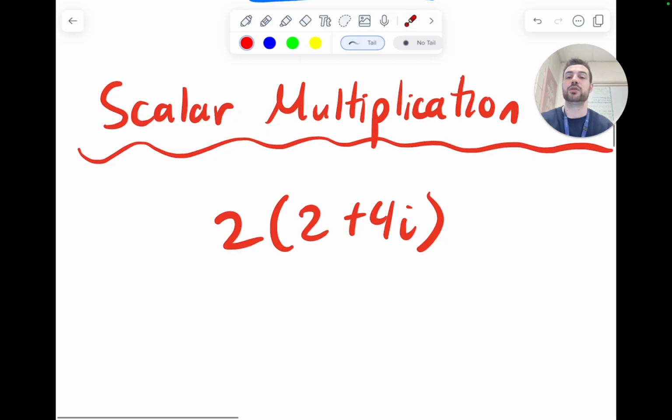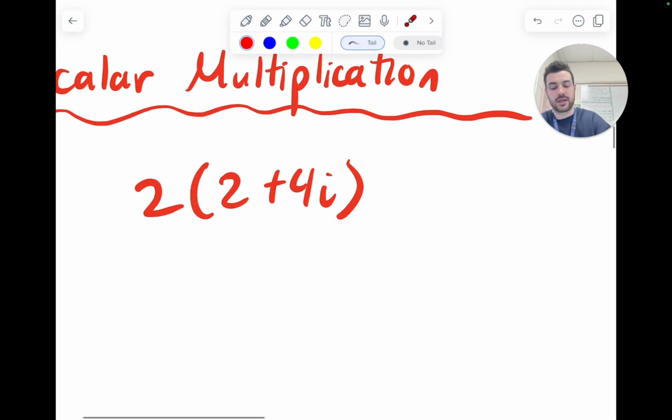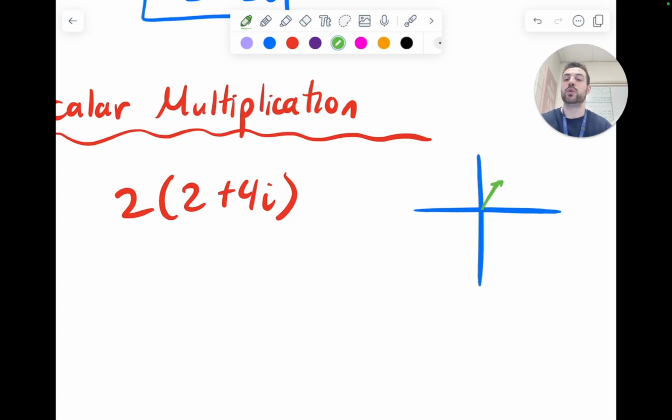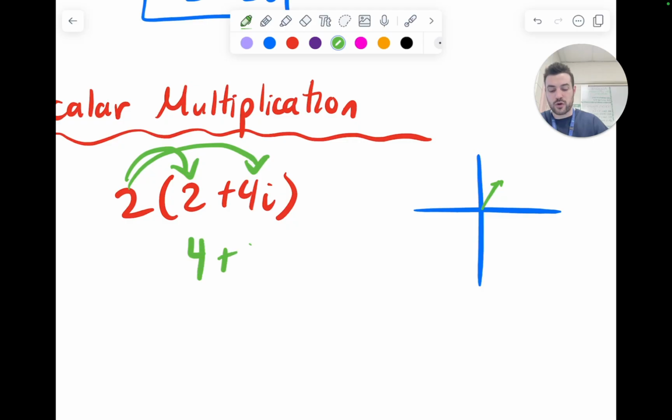The next thing I want to do is scalar multiplication. So if we think about what the graph of a complex number would look like, and I can briefly sketch this for us. This one is 2 plus 4i, so we're going to be something like this. When we are multiplying by 2, that 2 is going to be distributed into both the real number and the imaginary number. So we'll get 4 plus 8i.